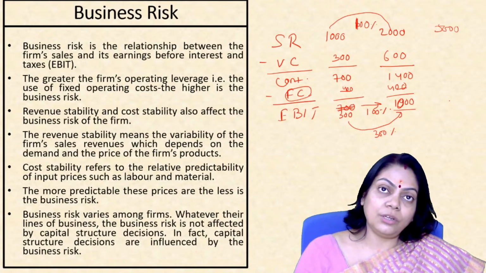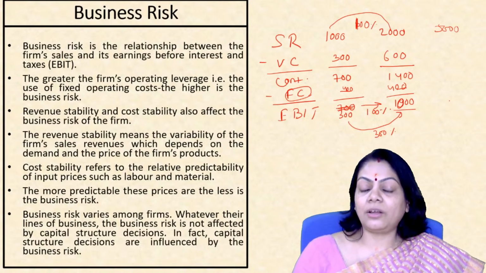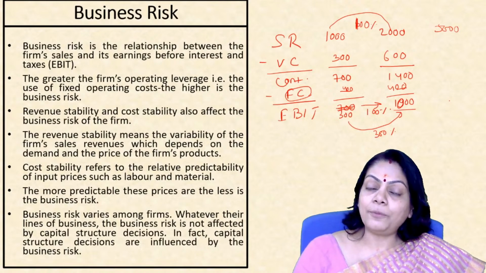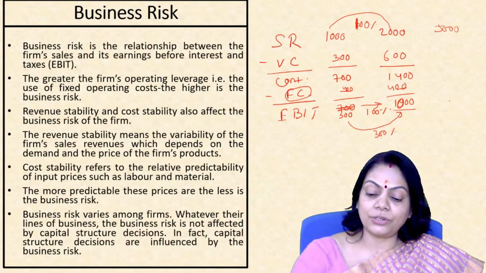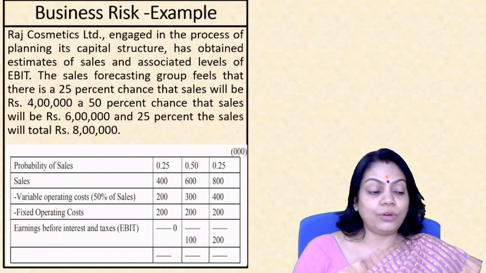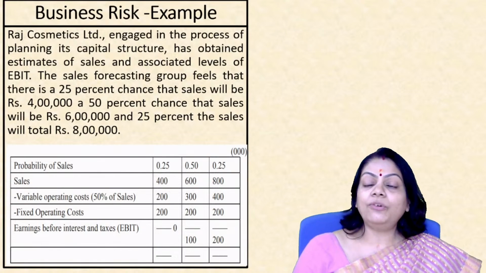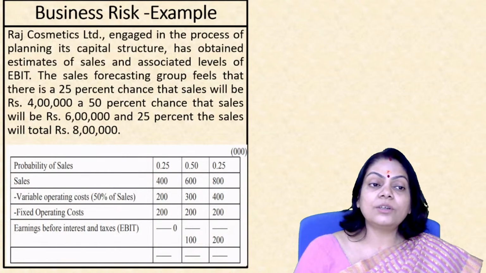It is not the other way around that my capital structure will give rise to business risk. The approach is, if you already have business risk with your enterprise, how are you going to decide on your capital structure? Now, for example, here I have given you a very small example of how to deal with this business risk. Let us see how the business risk is computed.